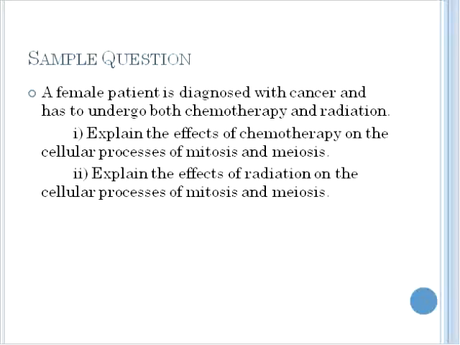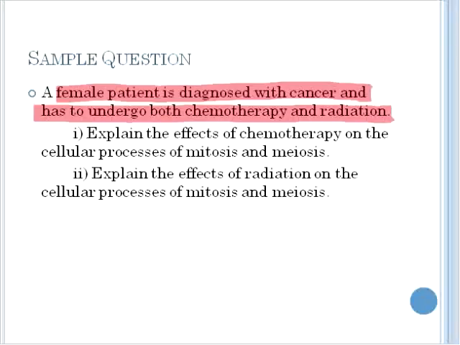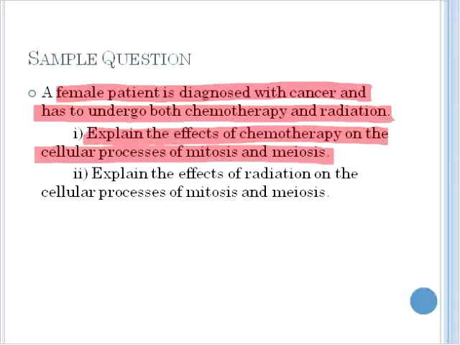A constructive response question on the same material is as follows. A female patient is diagnosed with cancer and has to undergo both chemotherapy and radiation. You are asked to A. explain the effect of chemotherapy on the cellular process of mitosis and meiosis, and the second part asks you to explain the effects of radiation on the cellular process of mitosis and meiosis.